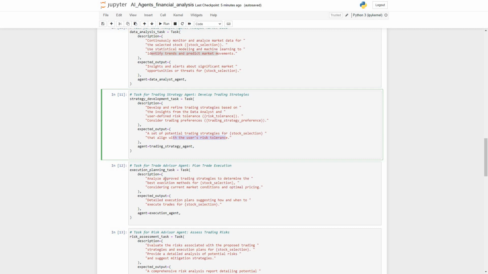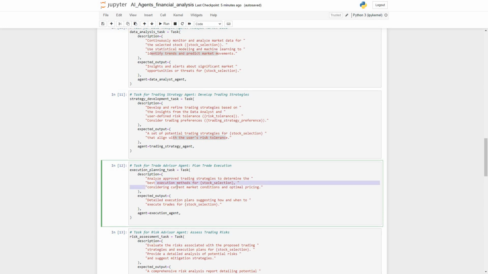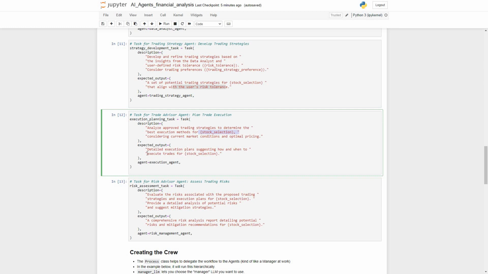Then another one is going to be an execution planning task. Analyze and approve the trading strategies given by our trading strategy agent and create the best execution method for that particular stock or stock selection. Consider current market conditions and optimal pricing, and the expected output would be a detailed execution plan suggesting how and when to execute that strategy.